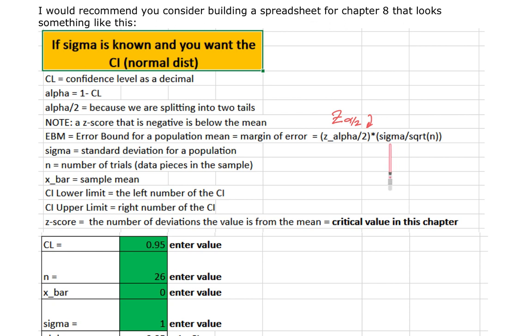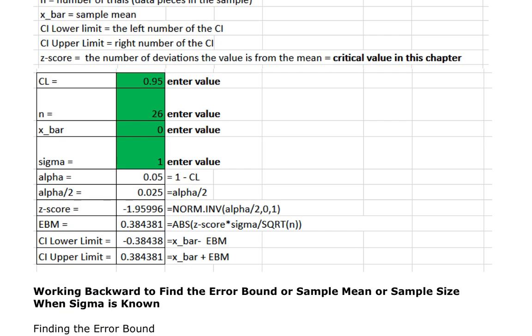I'm going to multiply that by the given sigma and then divide by the square root of the sample size. n is the number of trials or data pieces, x bar is the sample mean, CI lower limit and CI upper limit are the left and right sides of the confidence interval. The z-score is the number of deviations the value is from the mean. We call this the critical value in this chapter. So if they ask you for the critical value, they're asking you for the z-score.